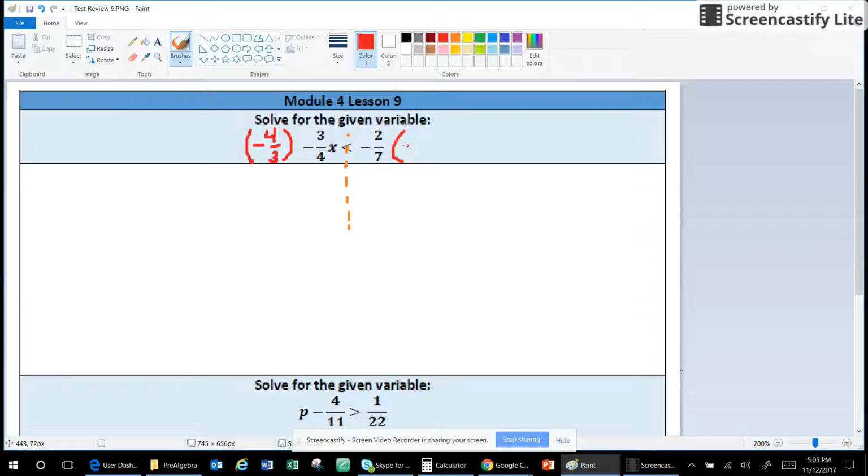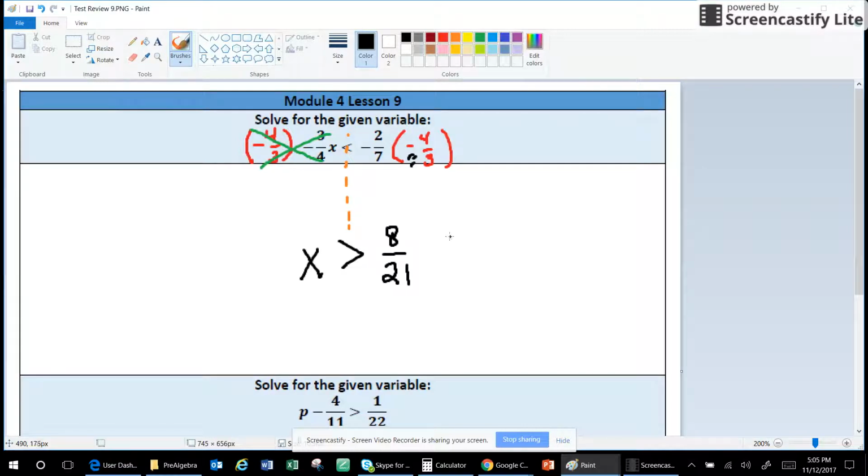Whatever I do to one side, I got to do to the other. So now these guys are going to cancel off. And I'm going to have x. I multiplied by the negative number, so I need to flip the inequality to be greater than. Negative times a negative is a positive, so that's going to work out in our favor. So the top is 2 times 4, which is 8. And the bottom is 7 times 3, which is 21.